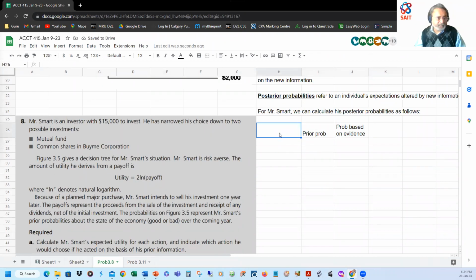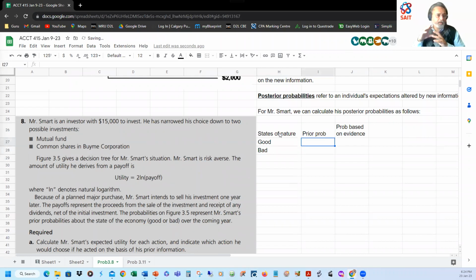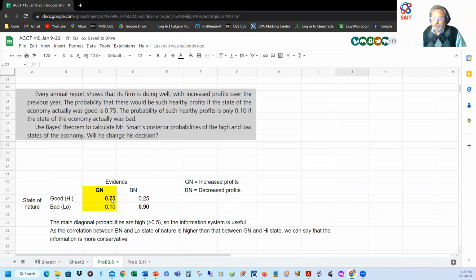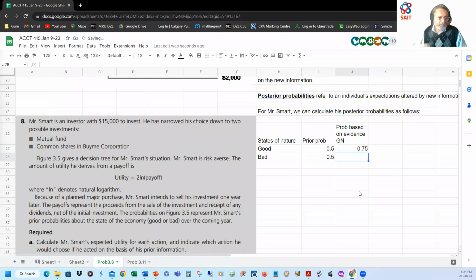So we're trying to predict states of nature. States of nature are good or bad. Mr. Smart's prior probabilities were 50-50. He really did not know any better. Now, given that Mr. Smart has obtained evidence of good news, the probabilities related to good news are: there's a 75% probability that the economy is in a good state when you see good news, and only 10% probability that the economy is not in a good state.